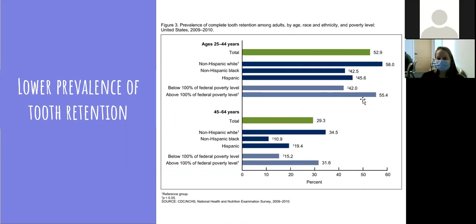And this is problematic because as these groups age, they are at higher risk of losing their teeth. This graph looks at tooth retention, so basically maintaining a full set of teeth. And what they found is that Black, Hispanic, and children below the federal poverty level were more likely to not have a full set of teeth compared to their white or more wealthy cohorts.